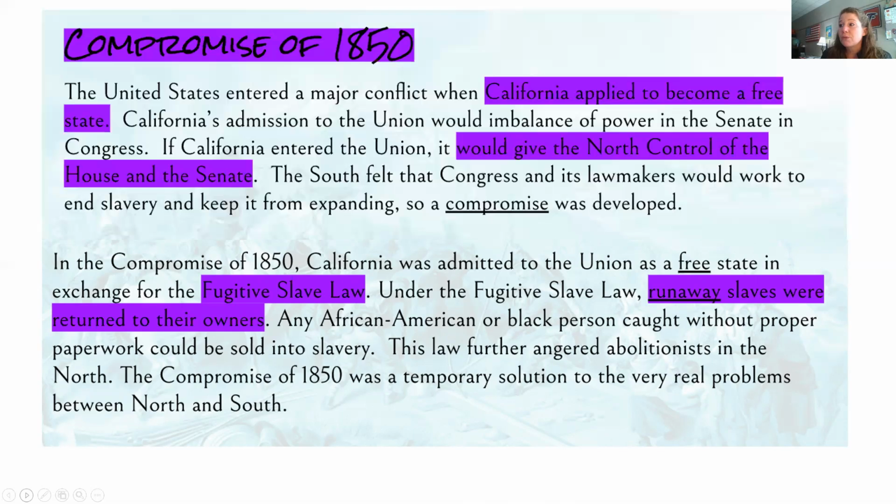So in Georgia, we're like, okay, we're going to leave the Union. We're not happy with this anymore. However, if California is added as a free state, and if you guys will force the North to follow the Fugitive Slave Law, we're going to stay part of the Union.